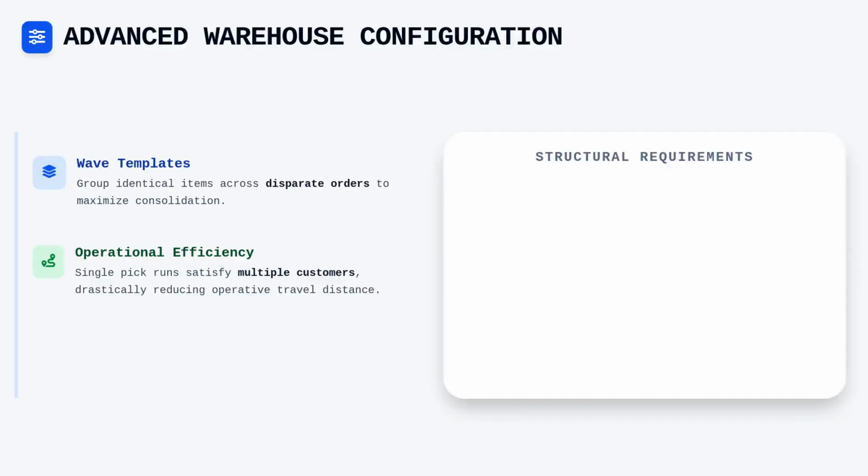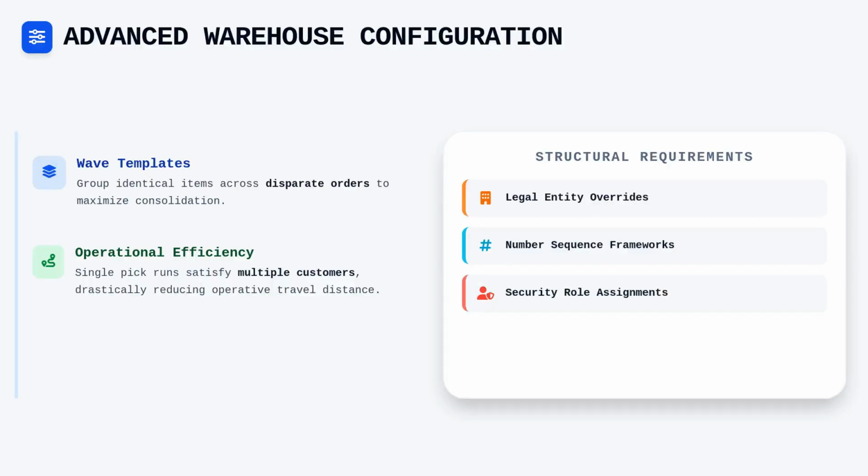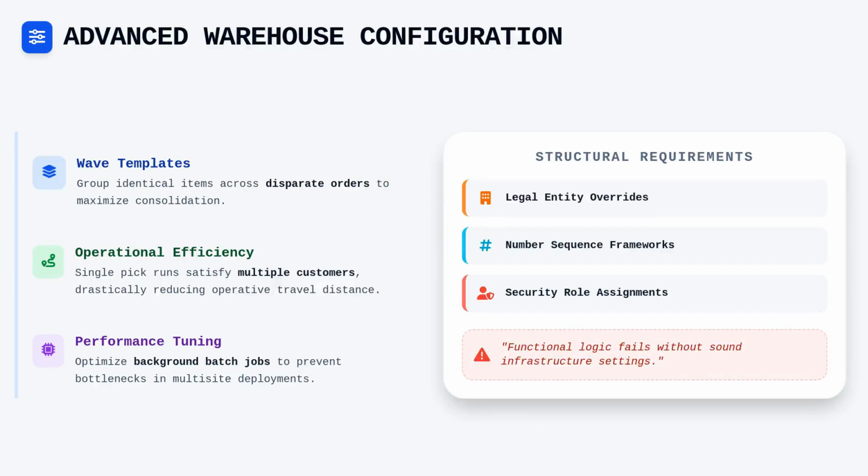Beyond mere sorting, you must consider the structural requirements such as legal entity overrides, number sequence frameworks, and the necessary security role assignments that govern who has the authority to release waves. Furthermore, you must ensure that your background batch job execution schedules are tuned to handle the expected load, as wave processing can be a resource-intensive operation in large-scale multi-site deployments. Neglecting these infrastructure settings can lead to performance bottlenecks, even if your functional logic for wave grouping is perfectly sound.